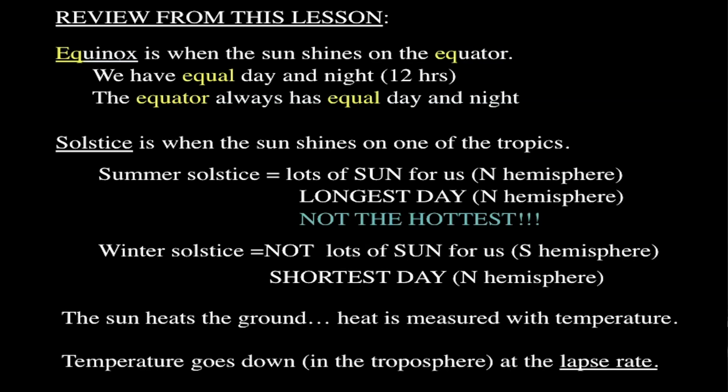The sun heats the ground, and heat is measured with temperature. Temperature goes down in the troposphere at the lapse rate. And temperature is a physical property that describes the shaking of the motions of the air. So this is just one physical property we need to understand in order to predict the weather.